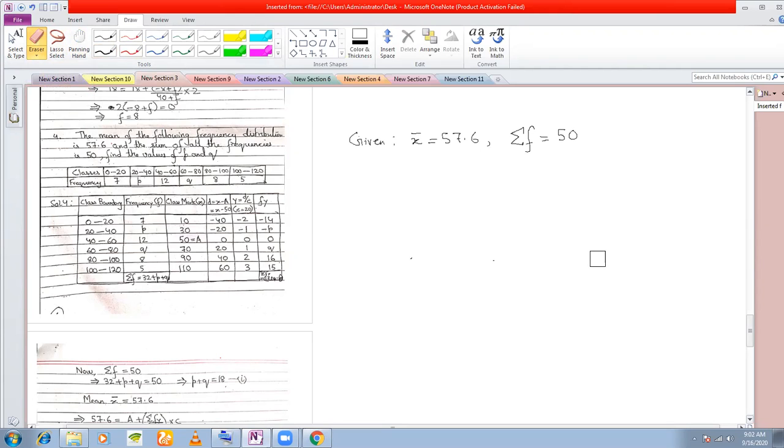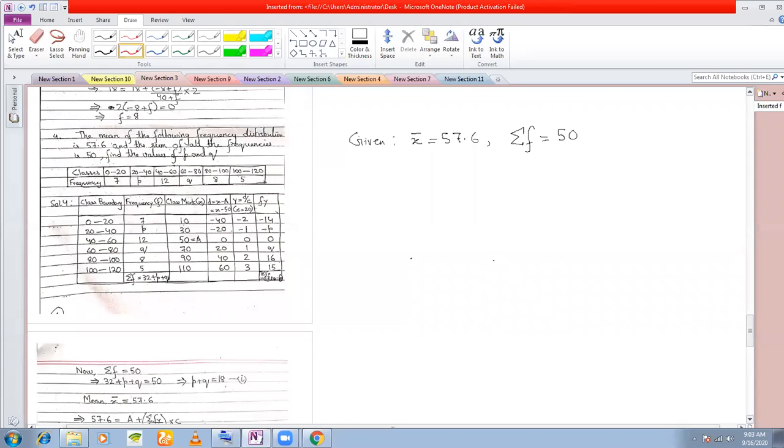Now coming back to the problem, the class intervals here are class boundaries because they are overlapping: 0 to 20, then 20 to 40, then 40 to 60. These are all class boundaries. So you make the first column for your class boundary, starting from 0 to 20, then 20 to 40, 40 to 60, and so on. You list all the class boundaries. The next column will be for frequency. You write down the frequencies as they are: 7, p, 12, q, 8, 5.